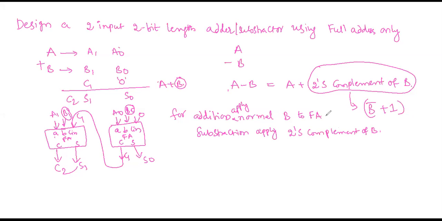The question is how to change the B value between normal addition and subtraction, that is, normal B versus the 2's complement of B. For this, the XOR gate will be useful to convert B.